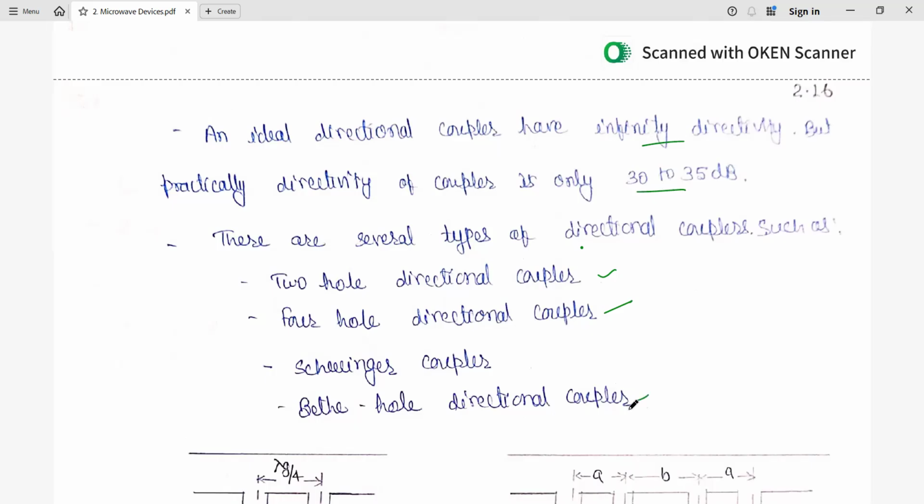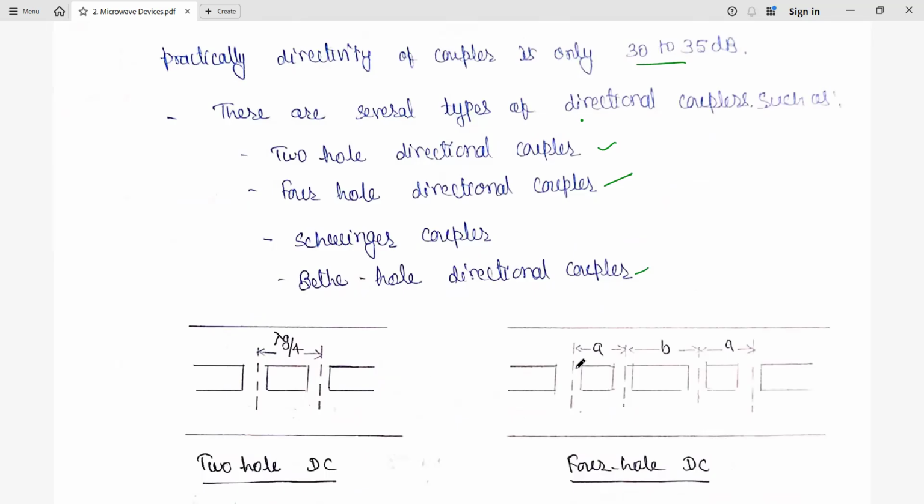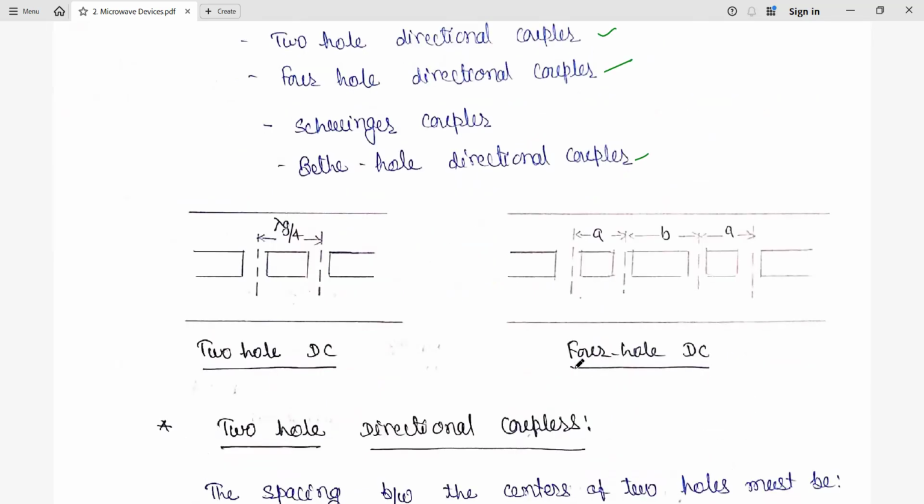So as per the questions, or what they are asking regularly, we have two-hole directional couplers. You can see how a two-hole directional coupler is going to look and how a four-hole directional coupler is going to look. In the case of two holes, the two holes are separated by the distance lambda g by 4. Whereas in the case of four holes, there is one hole here, second hole, third hole, fourth hole. So you can see the separation here.